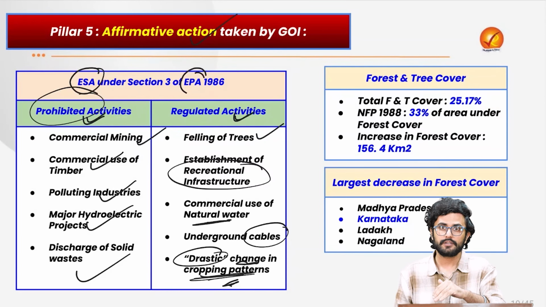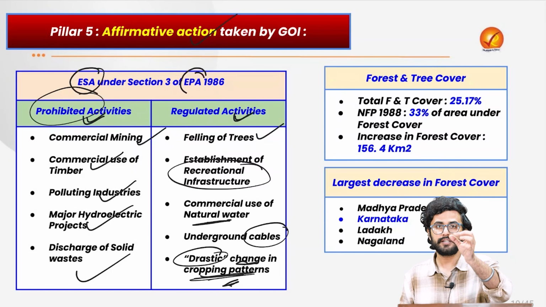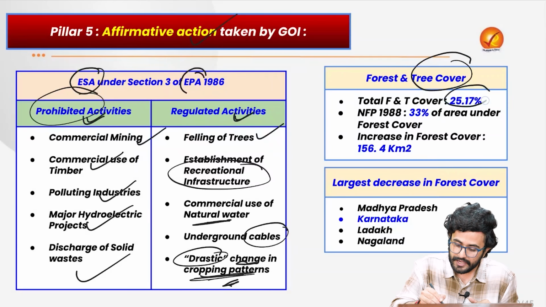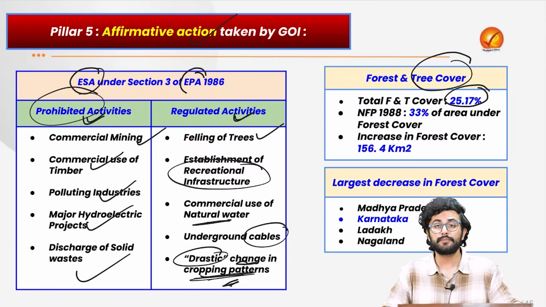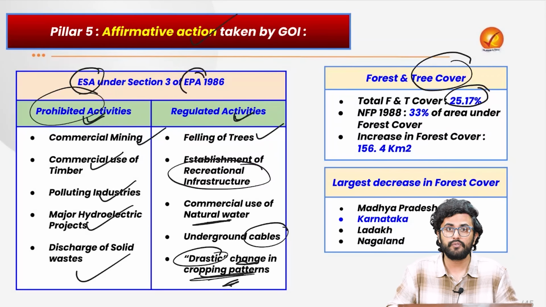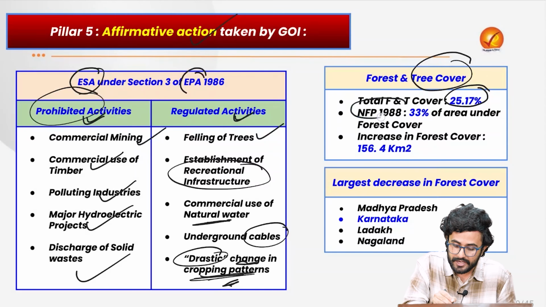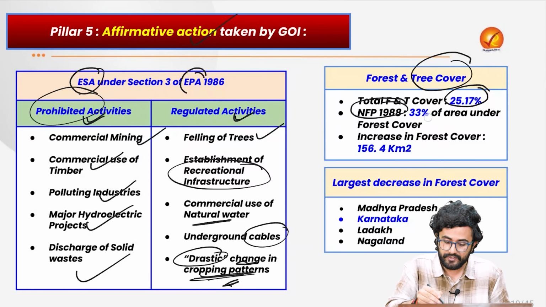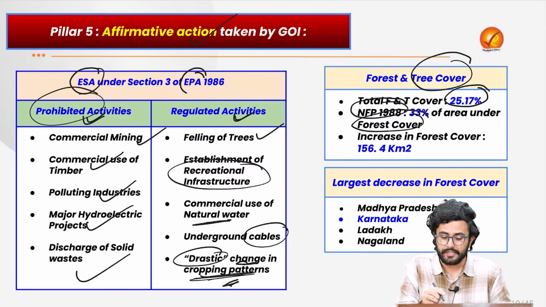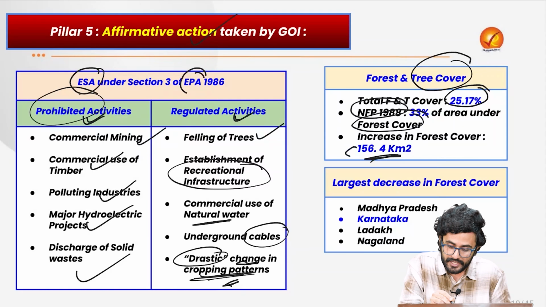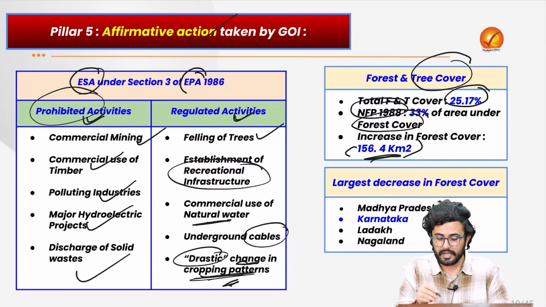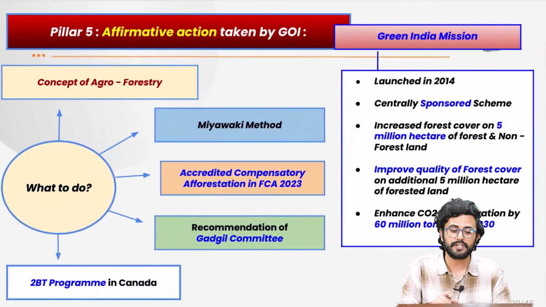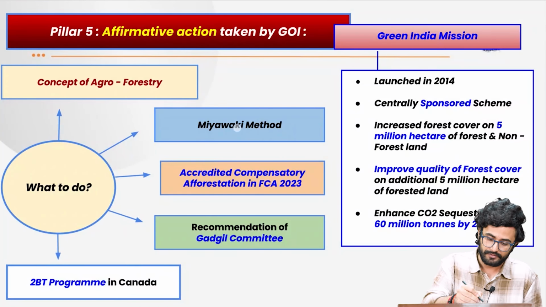Thus, with this effort, the government has shown in the India State of Forest Report 2023 that the forest and tree cover has increased to 25.17%, but keep in mind that it is still a shortfall from the target we have set for ourselves under the National Forest Policy of 1988, where we said that one third of the geographical area of the country will be brought under forest cover. The increase in forest cover in 2 years was as minuscule as 156 square kilometers. When we talk about the largest decrease registered in forest cover, keep in mind that Karnataka majorly featured there. So what can be done?